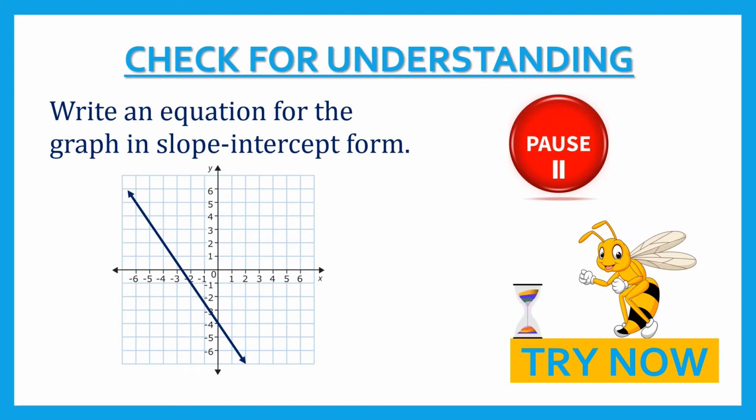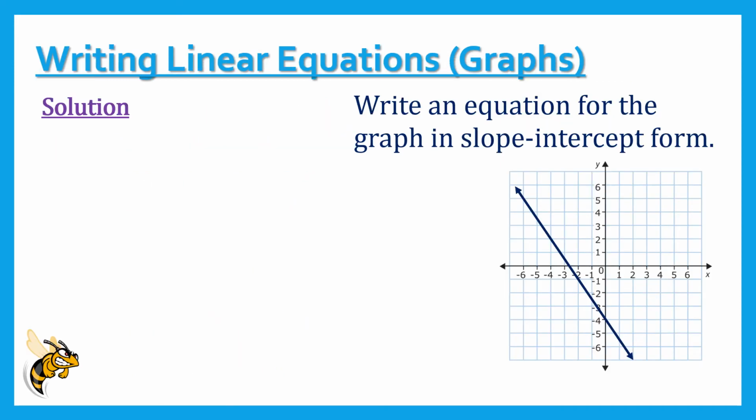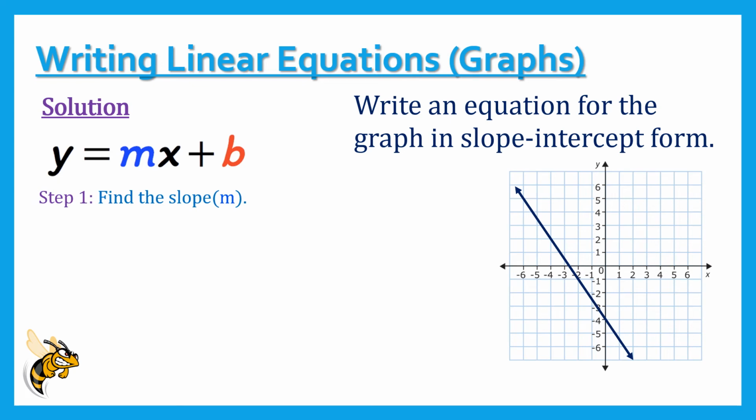Let's check for understanding. Please write the equation for the following graph. First step is to find the slope. Remember, your slope is your rise over the run. So what I want to do is locate 2 points that are on perfect intersections. Create a right triangle. Make sure you pay attention to the value of each box on the y-axis and also the value of each box on the x-axis.